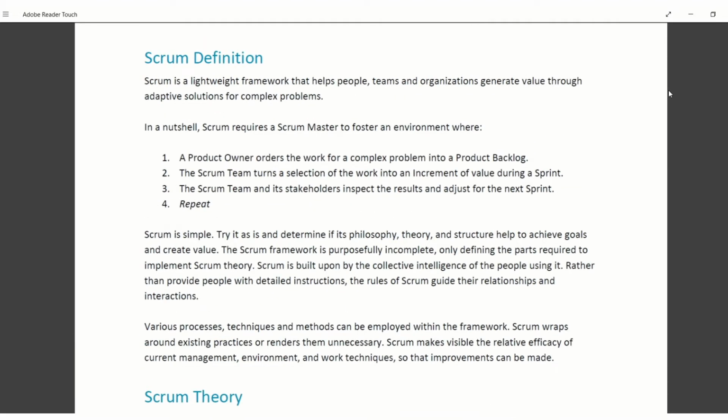Scrum definition. Scrum is a lightweight framework that helps people, teams, and organizations generate value through adaptive solutions for complex problems. In a nutshell, Scrum requires a Scrum Master to foster an environment where a product owner orders the work for a complex problem into a product backlog. The Scrum team turns a selection of the work into an increment of value during a sprint. The Scrum team and its stakeholders inspect the results and adjust for the next sprint. Repeat.